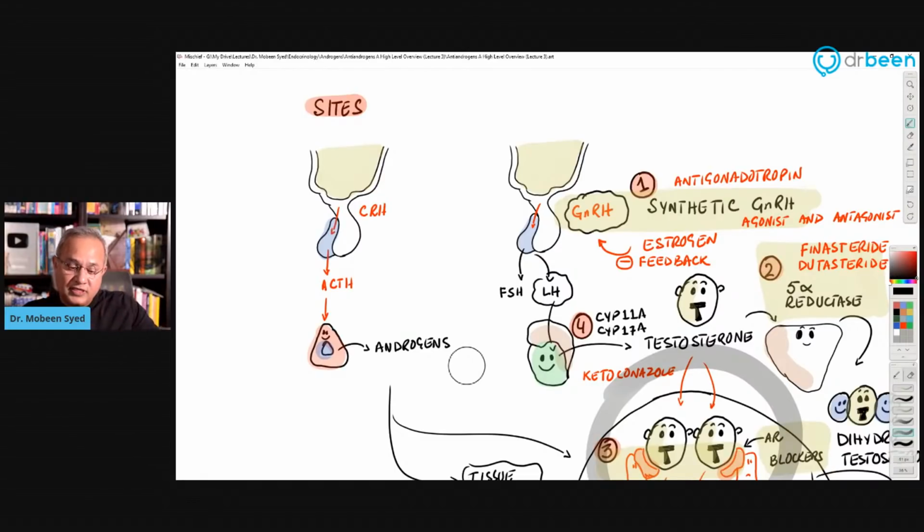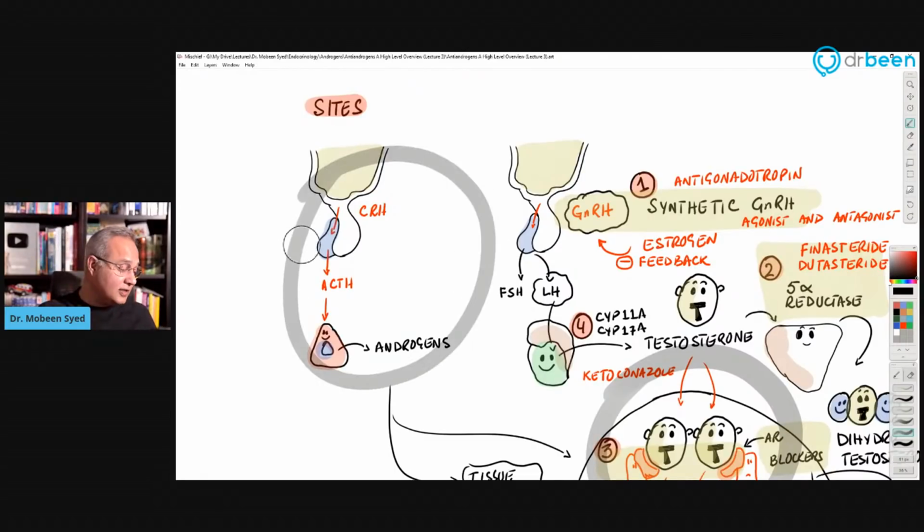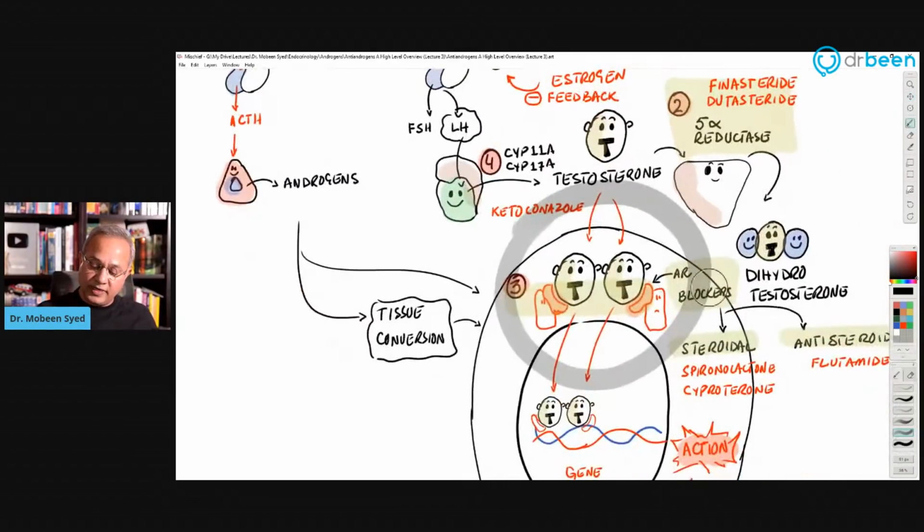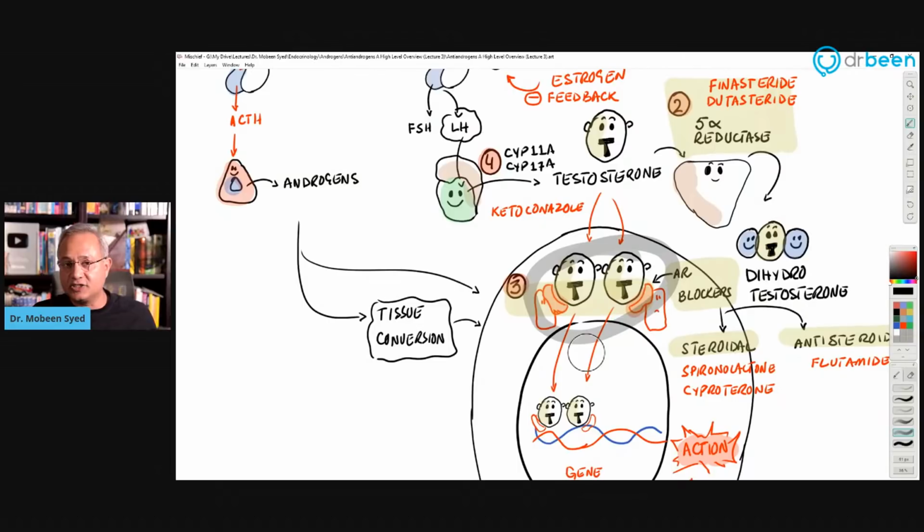So for this control as well, what you do is you go back to here and you add androgen receptor blockers. Because at the end of the day, wherever the androgen is coming from, they need to enter the cell and work on the receptors to cause action. So if you just block the receptors, then you have taken care of everything.